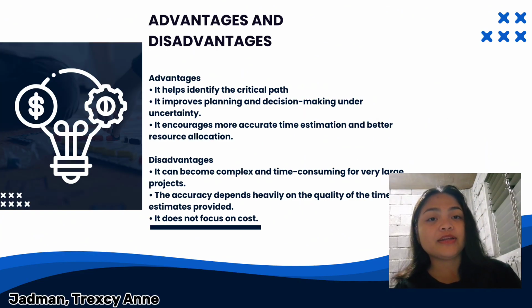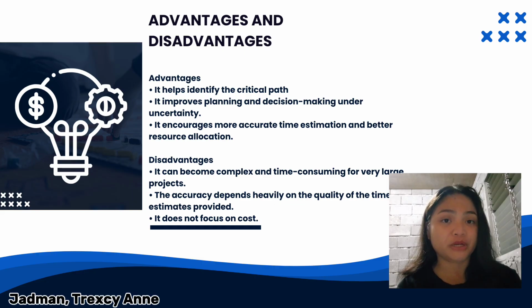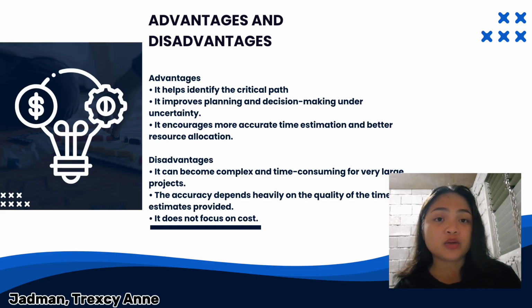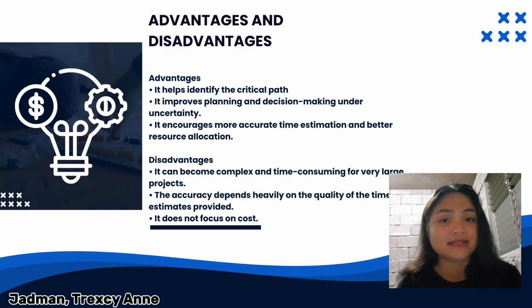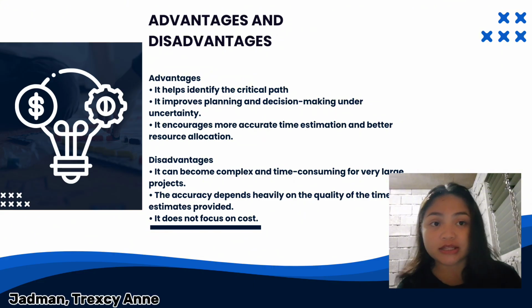Now, let's move on to the advantages and disadvantages of PERT. The advantages include, first, it helps identify the critical path, the sequence of activities that determines the shortest time possible to complete the project. Second, it improves planning and decision making under uncertainty, since the formula of PERT still factors in the uncertainty or the possibilities. Last, it encourages more accurate time estimation and better resource allocation.